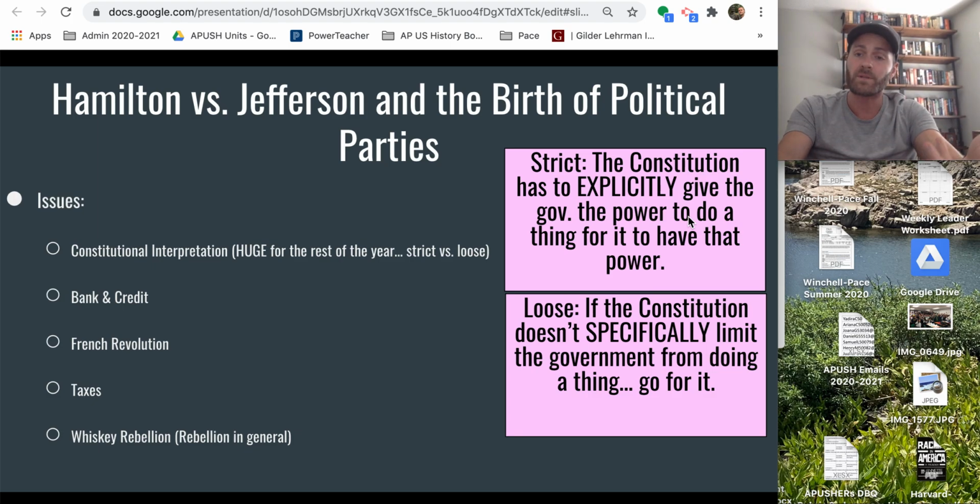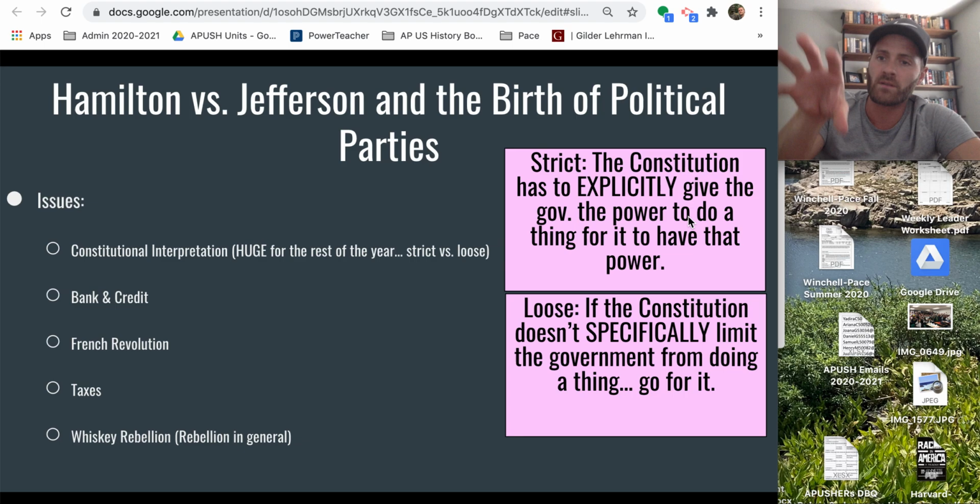A loose interpretation argues from the other perspective. And it says, if the Constitution doesn't say you can't do it, if the Constitution does not specifically limit the government from doing that thing, then therefore you can. Because the loose interpretation argument is that the Constitution already says a bunch of things the federal government can't do, and therefore it leaves the rest open to interpretation. And if it doesn't say you can't do that thing, then therefore do that thing.